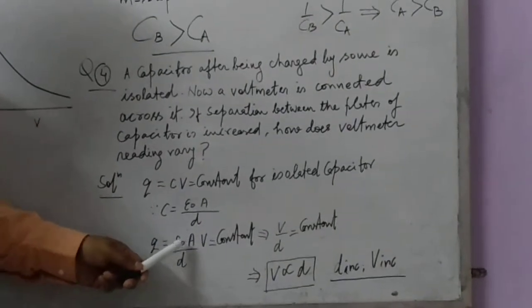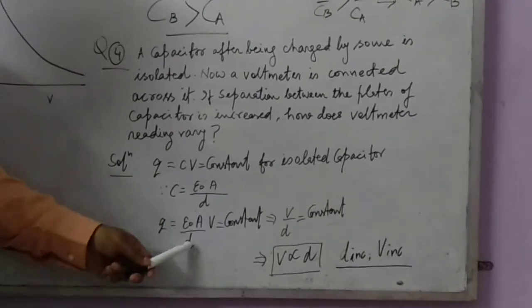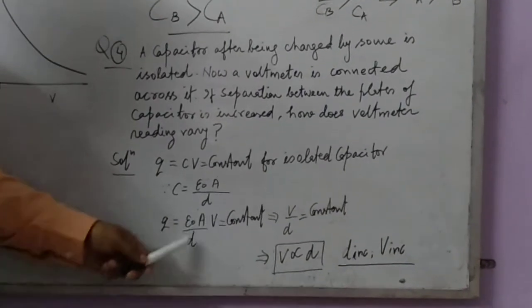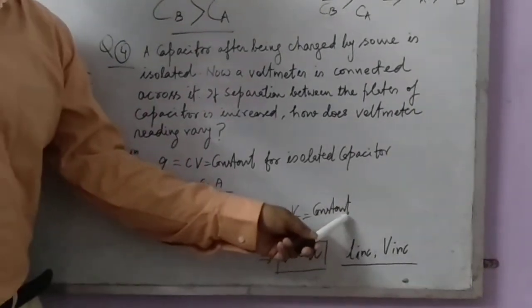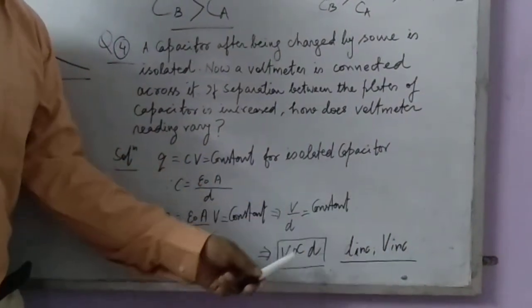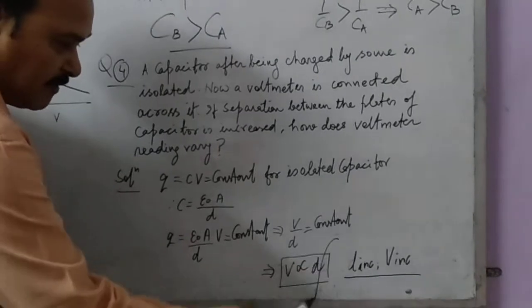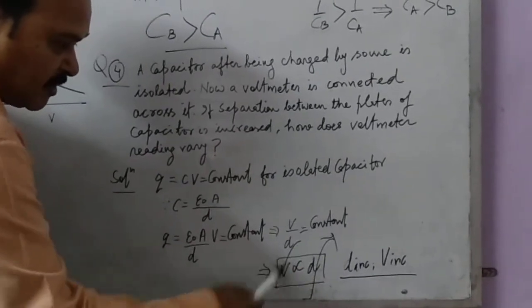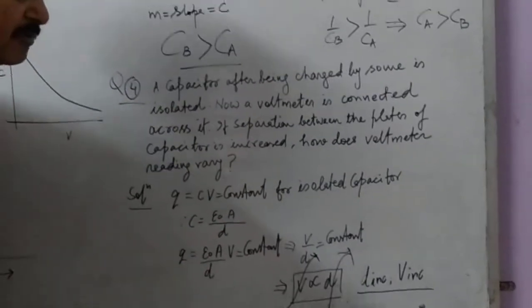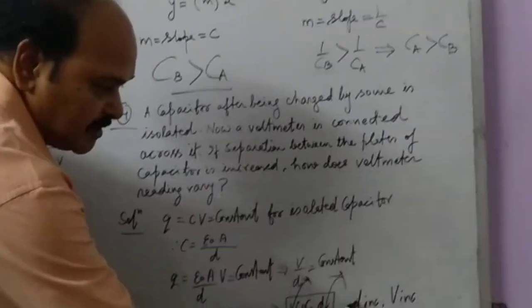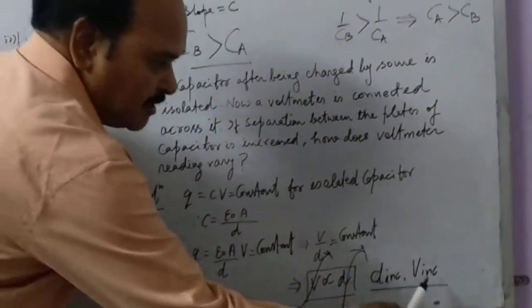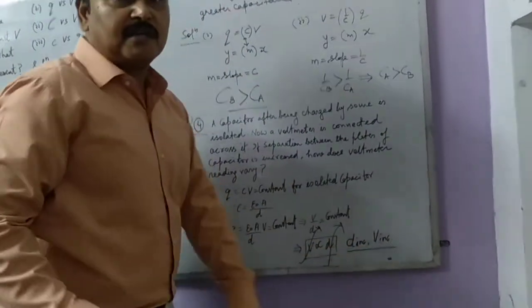Epsilon naught and A are already constants. V and D are the two variables, and V upon D comes out to be constant. Since V upon D is constant, V is directly proportional to D. If the separation between the plates of the capacitor is going to increase, then what is going to happen? The potential is also going to increase. So with the increase of distance between the two plates of the capacitor, the voltmeter reading is going to increase, and vice versa.